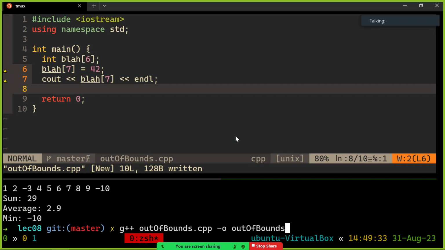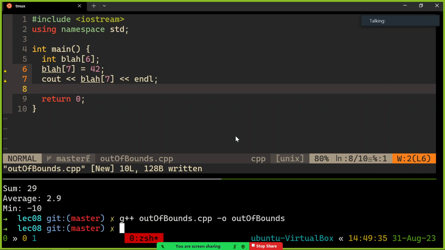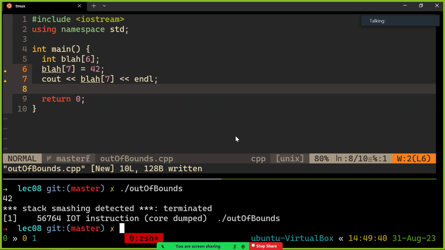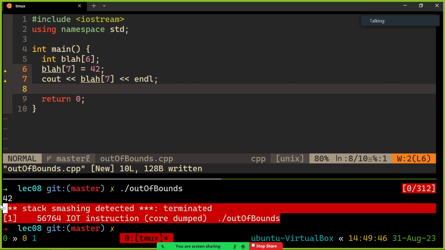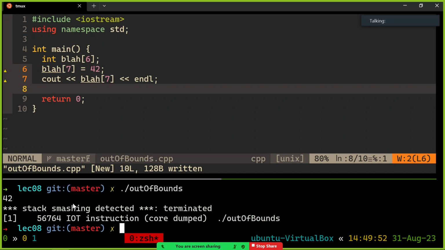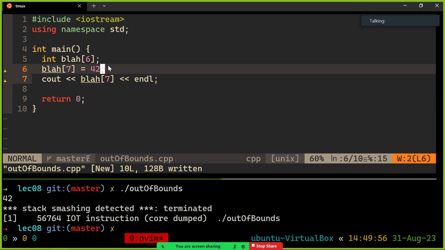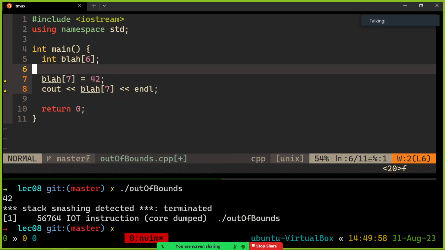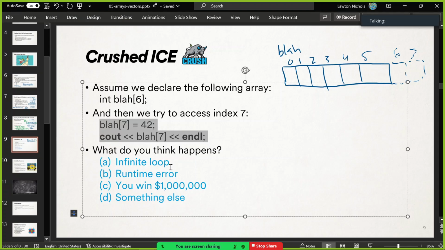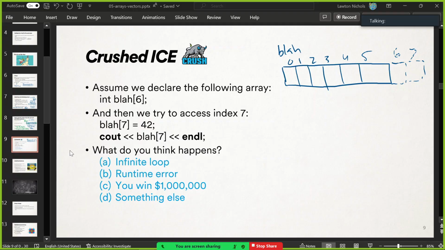Bounds. Let's see. Ooh. I do see 42, but I do get a runtime error as well. So that is technically an answer. It's like, oh, stack smashing detected, terminated. I don't even want to explain what that is. Ask me in office hours or after class if you want to know what that is all trying to say. But that's disgusting. All right, so it's looking like B is the answer.